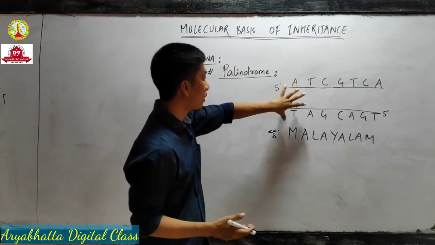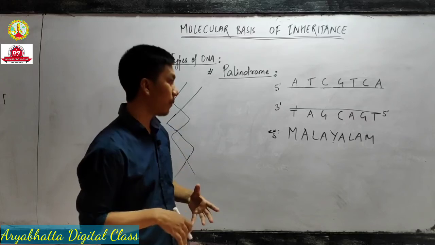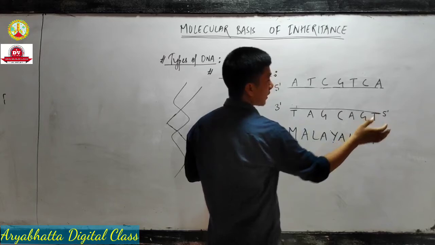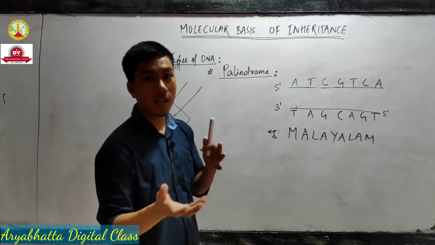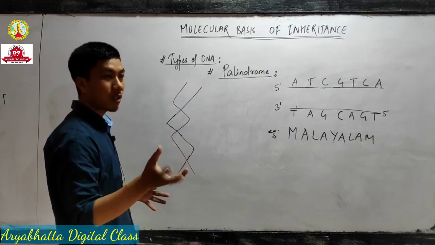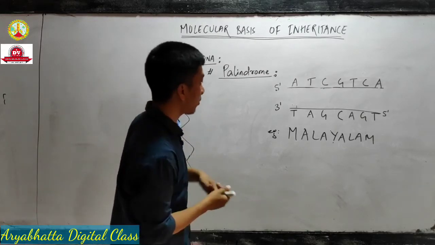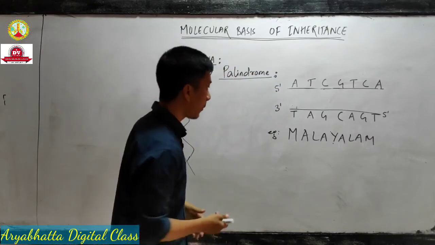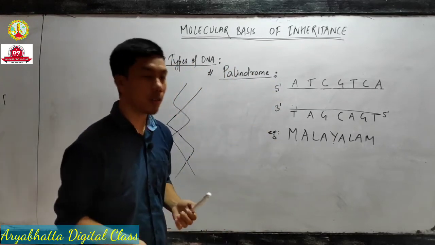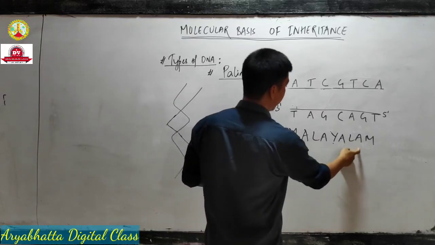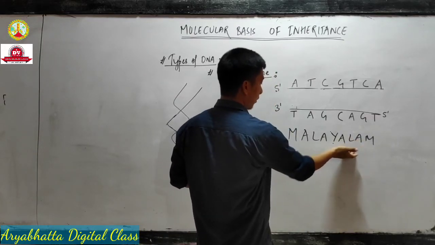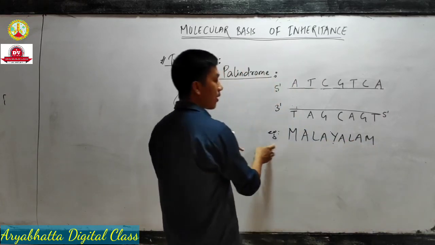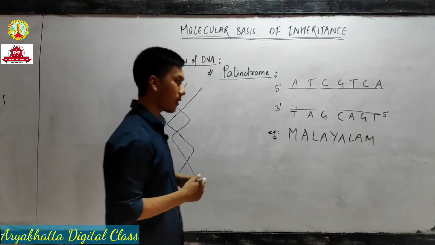When we read both the strands in opposite directions, we read the same. The only difference is that A got replaced with thymine. Thymine and adenine are equal, cytosine and guanine are equal, because the other strand is complementary to that strand. To make it even easier, take the example of Malayalam: if we read from that side also, we read the same letters.